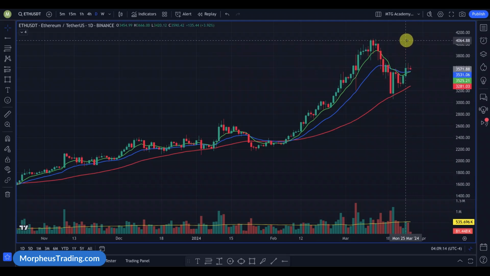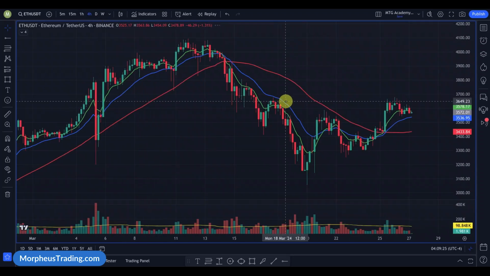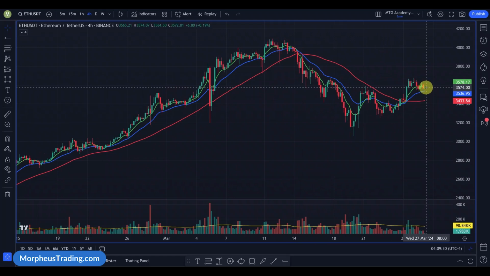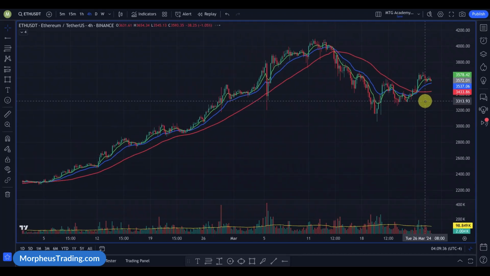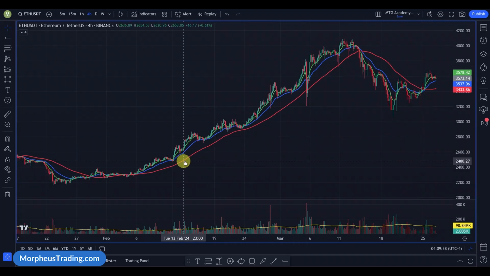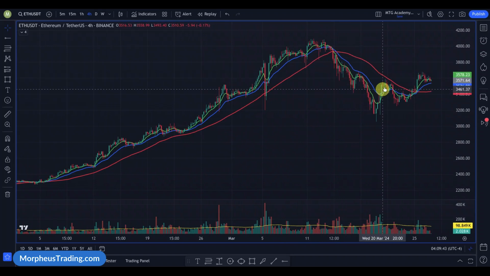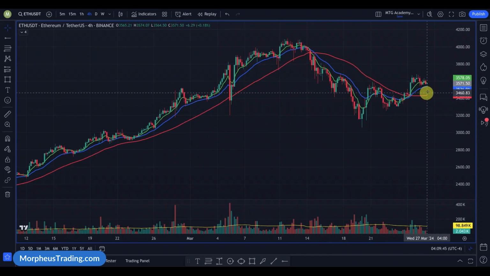But there is more overhead resistance with Ethereum. It's going to take a considerable amount of momentum and volume to get back up to the highs, whereas Bitcoin is closer to its all-time highs. And if we zoom into the 4-hour chart, we can see that it's important that Ethereum holds its current level. We wouldn't want to see it dip back below this 50 MA, which is currently around the 3440 level. Just like Bitcoin, notice how that 50 MA on the 4-hour chart was acting firmly as support, and then it became resistance, and now it should be acting as support again.